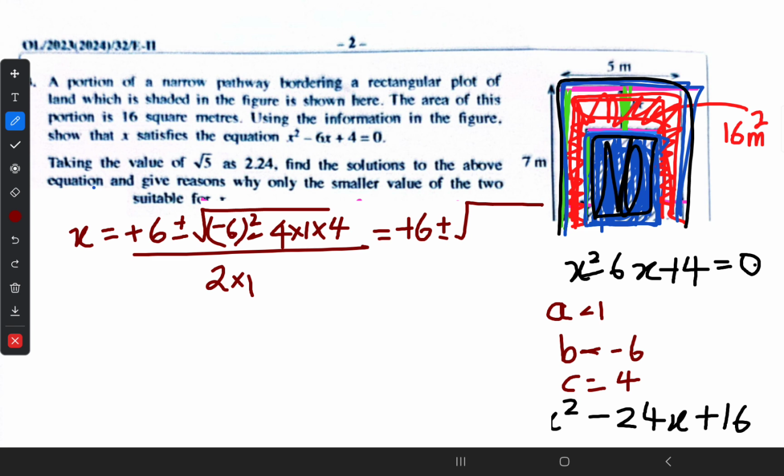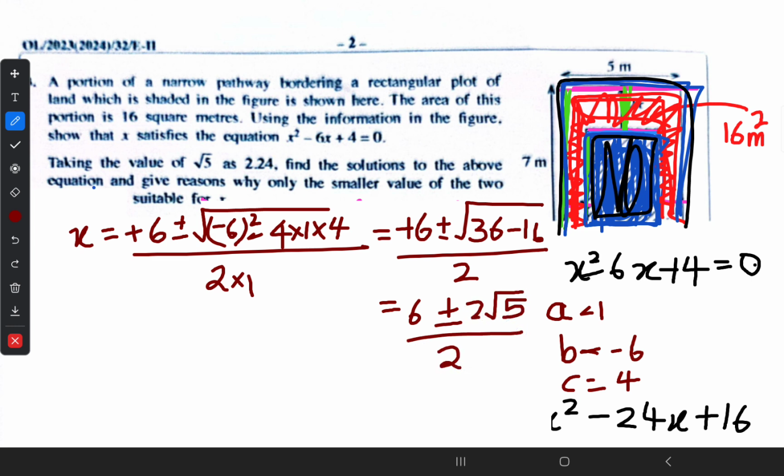Inside the square root we have 6 square, 36, minus 16, divided by 2. That means 6 plus or minus the square root of 20, which we can write as 4 into 5. That means 2 into square root of 5 divided by 2. Then finally, 3 plus or minus square root of 5.